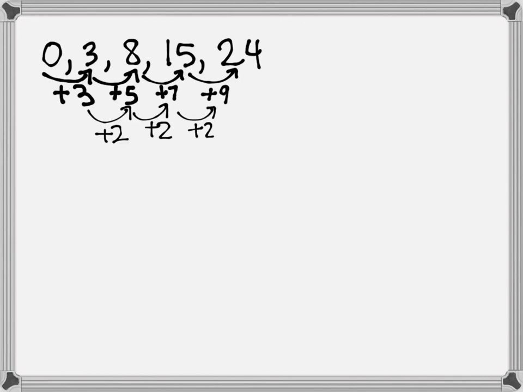Now, each of these that I've drawn in here has a name. These are called the first differences. They're the first time we found the differences, how far apart each of them are. So what do you suppose my second line is called? They're the second differences. You're right.